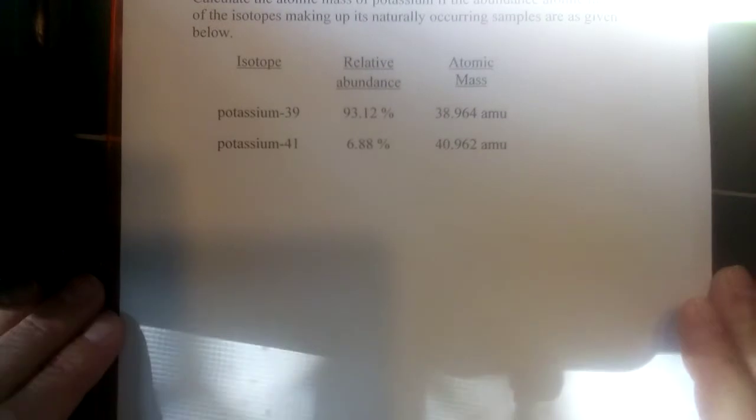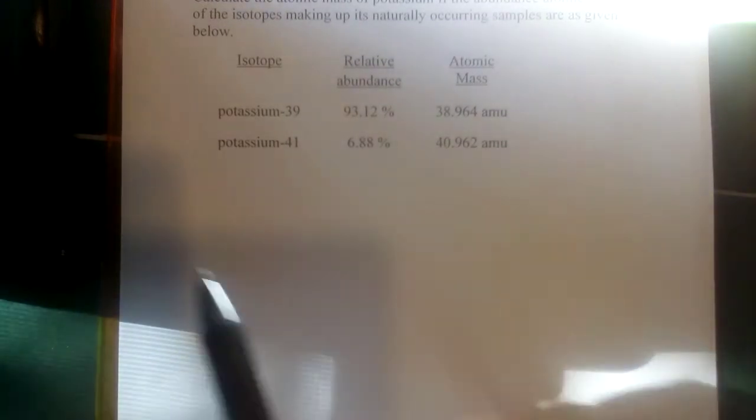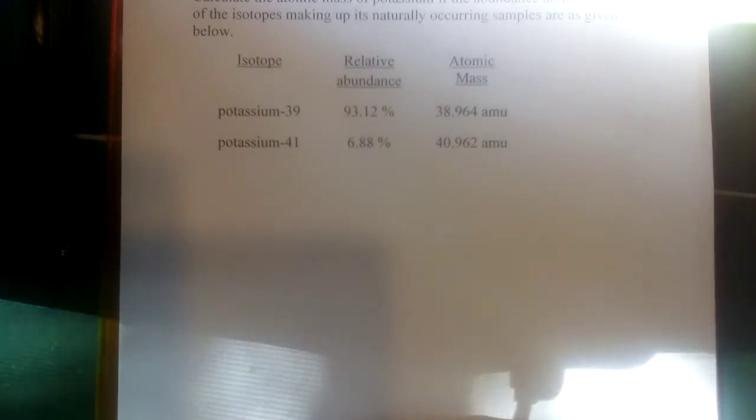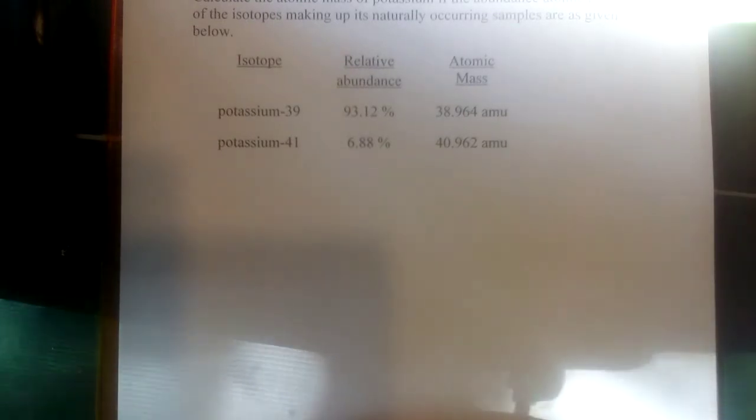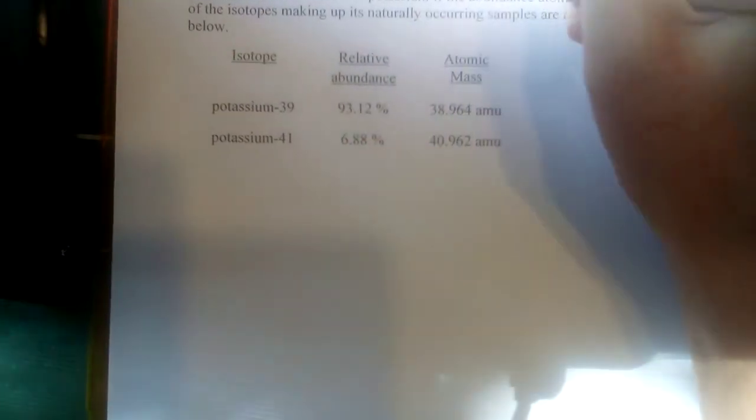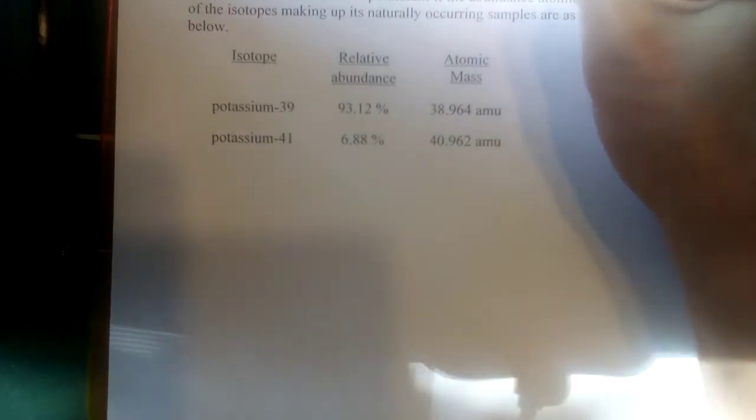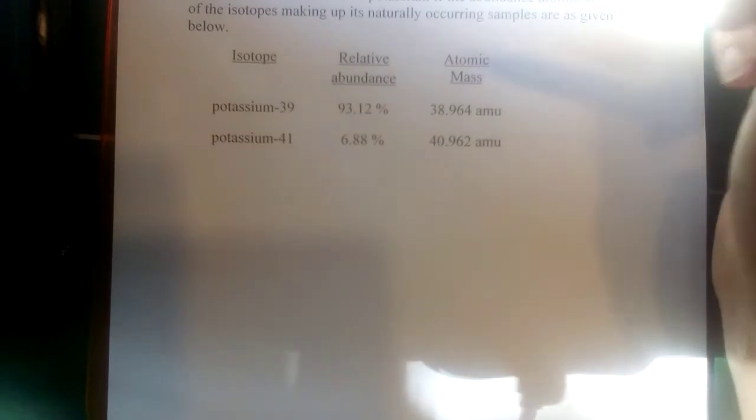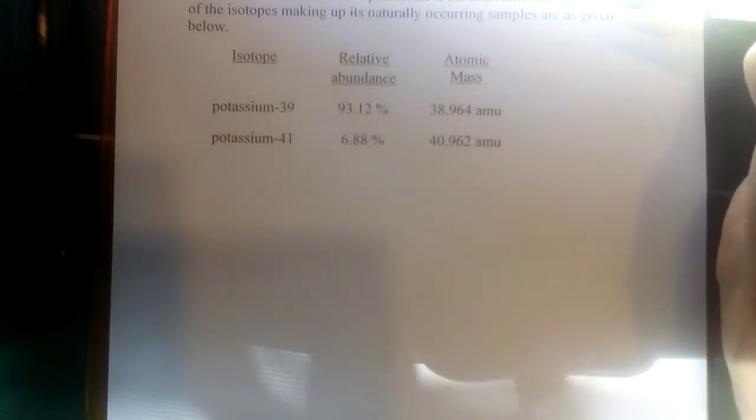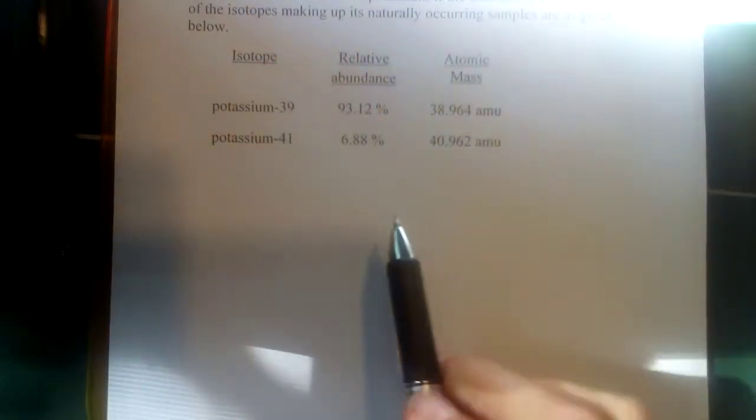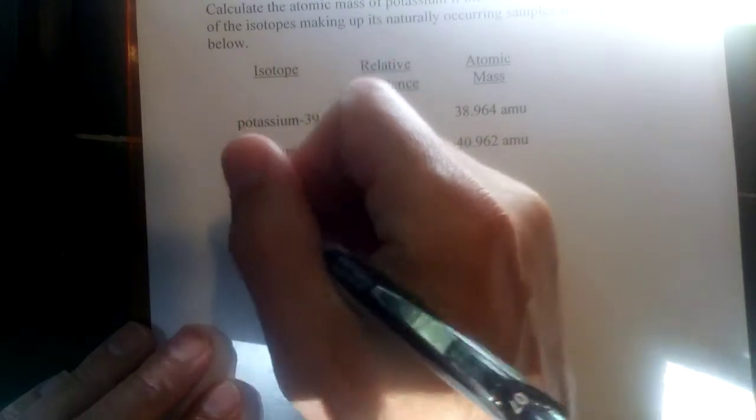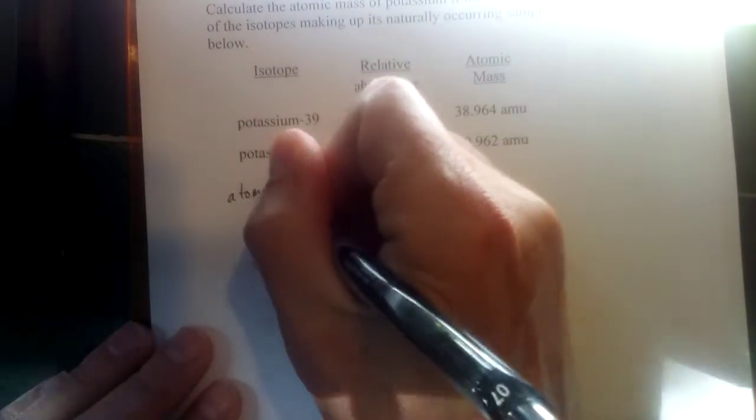Okay, the last problem here. Calculate the atomic mass of potassium if the abundance and atomic masses of the isotopes making up its naturally occurring samples are as given below. So two isotopes, 39 and 41, were given abundances and masses, and this really just means we need to plug into our weighted average formula.